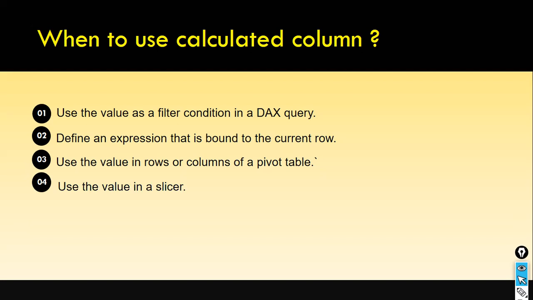Okay, and if you want to perform any row by row operation, in that kind of situation, you can go for a calculated column. Use the value in rows or columns of a pivot table. Yes, in the case of a matrix, I want to use a column. Okay, pivoting. In that kind of situation, you can go for a calculated column. And if you have to use a column in a slicer, and that column is not available in my data set, in that kind of situation, you can go for a calculated column.